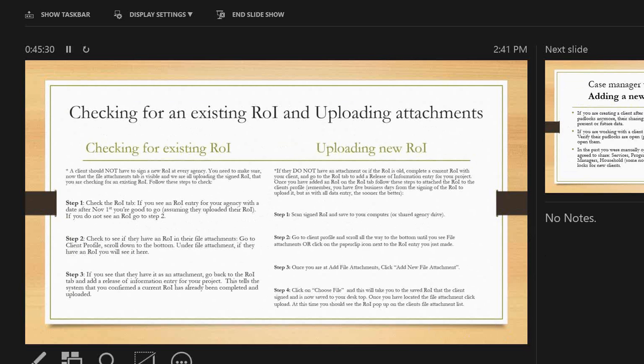So checking for an existing ROI and uploading attachments. A client should not have to sign a new ROI at every agency. Very importantly, once a client has signed the new ROI for the entire HMIS Collaborative, they only have to do that once.